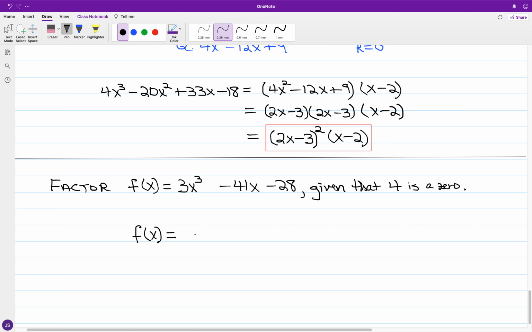Now, if you work with synthetic division, just make sure there are no missing degree terms. So we have the dividend f of x, and if you notice, we have 3x cubed, and the next term is first order, so we have a missing second order term. So f of x will be 3x cubed plus 0x squared minus 41x minus 28, and again we have that 4 is a 0.